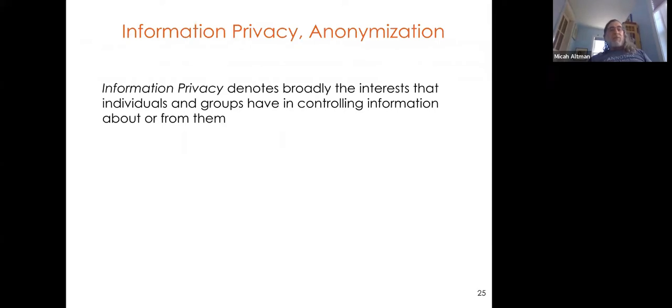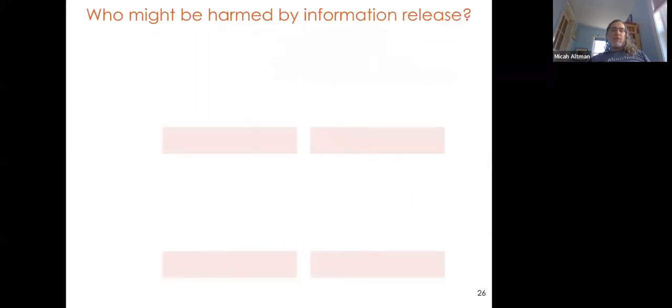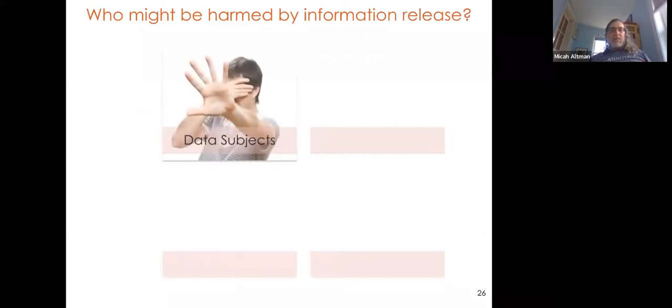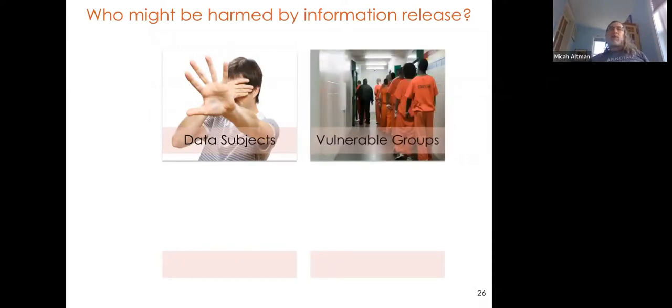Information privacy, more broadly, is about the interests that individuals and groups have in controlling information about or from them. Who might be harmed from an information release? We could talk about any of these harms coming to the data subject, or not necessarily the data subject, but to a vulnerable group.